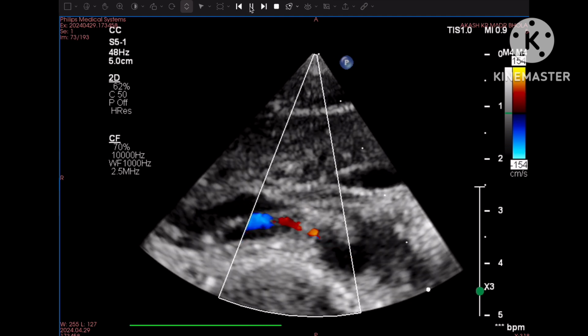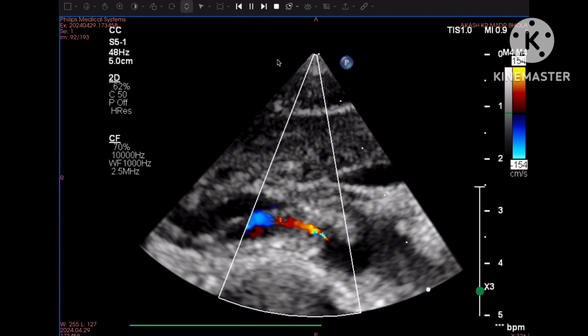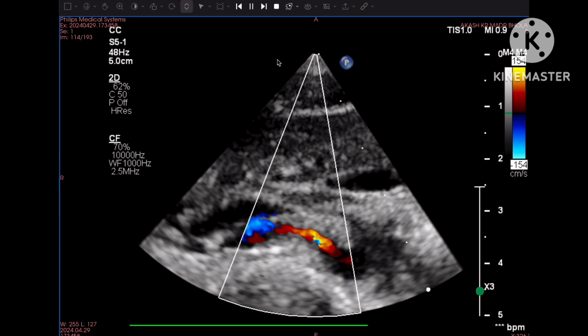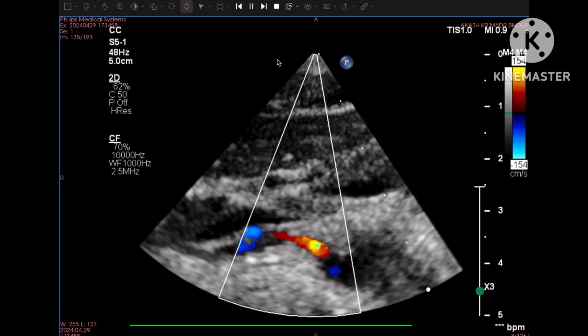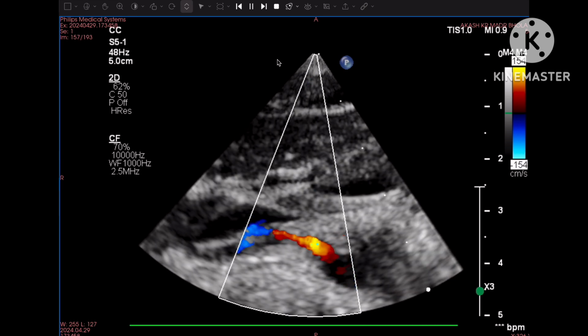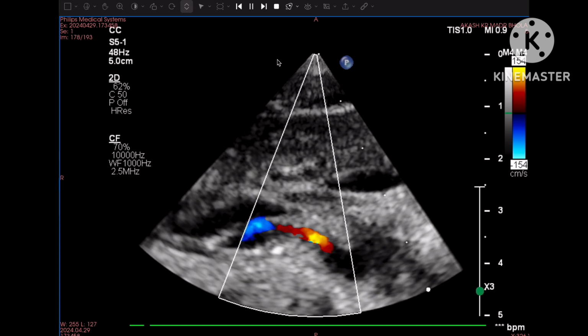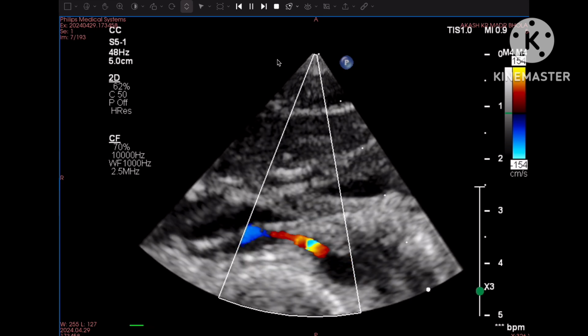The ultimate thing is that whenever you find a picture of hypertensive cardiomyopathy at a young age, try to find out renal artery stenosis as the cause. Thank you.